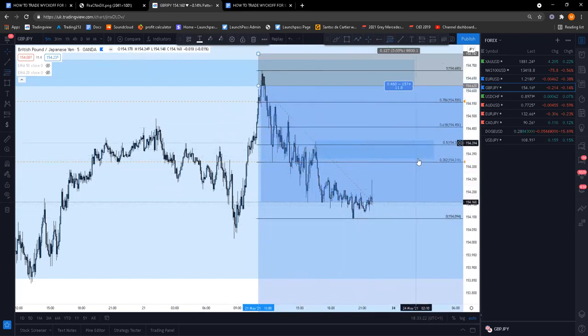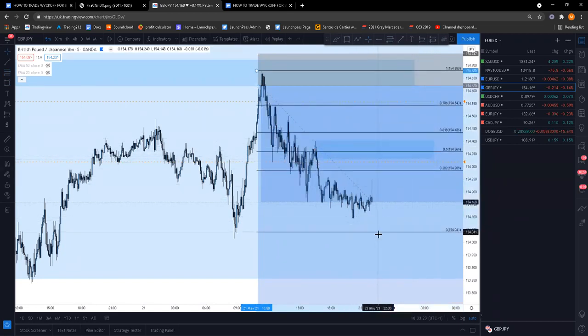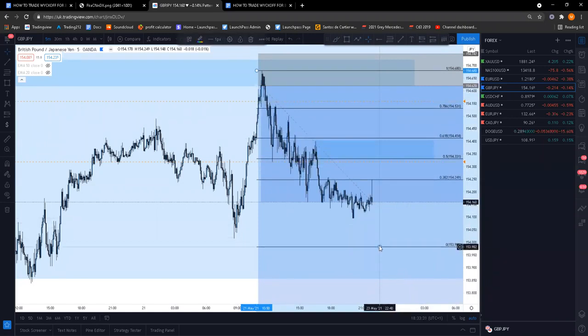This area here is between 318, 382, and 0.5, so that could be a nice area that we look for. The market could continue going to the downside, right? It could go to levels down here, take out liquidity below these lows, right? I didn't mean to do that. Let me just make that a bit clearer.